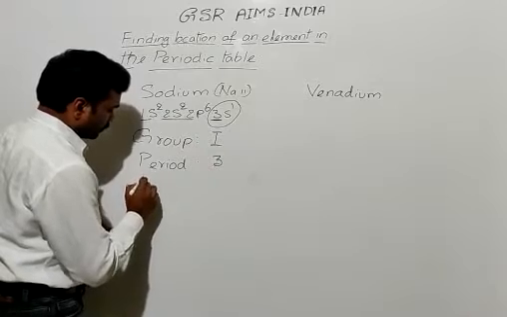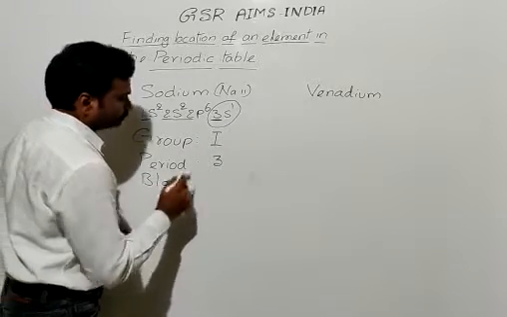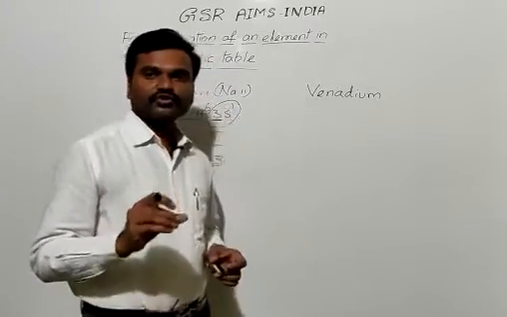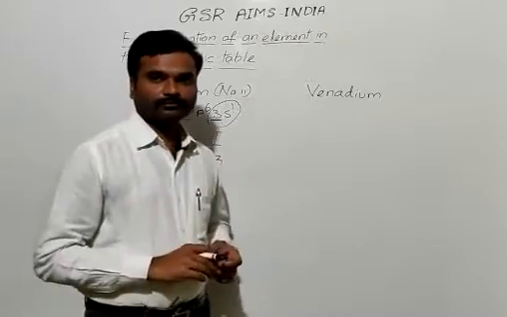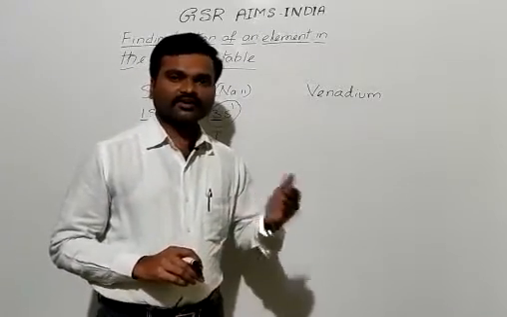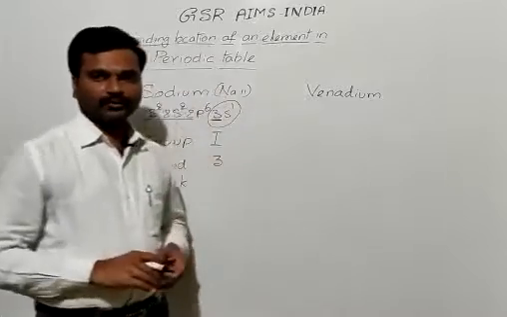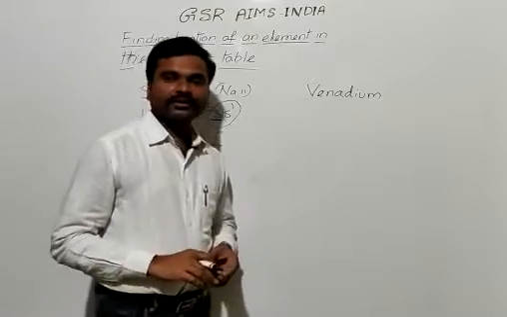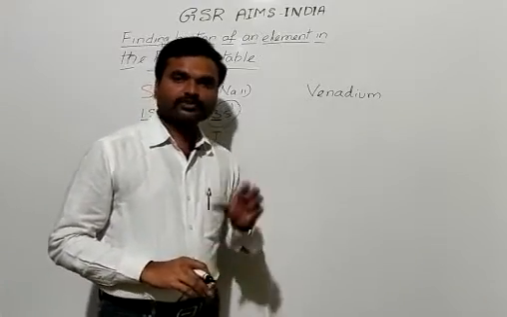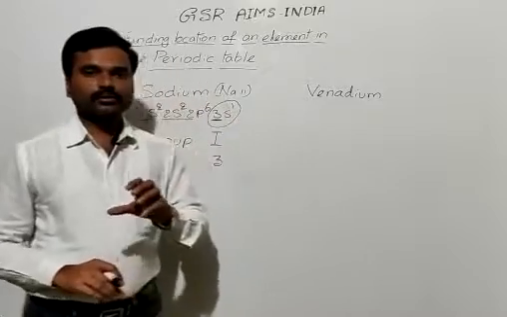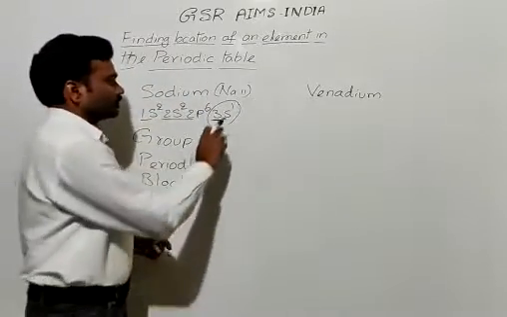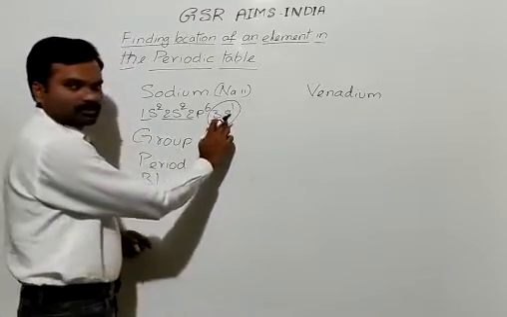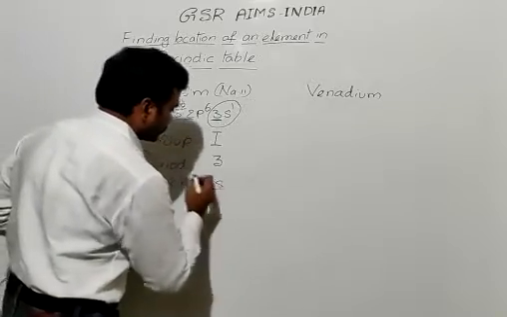Next one, block. Finding the block. The block can be found based upon the existence of the valence electron in a particular subshell. The subshell in which the valence electron exists gives the block of that element. For sodium, the last or valence electron can also be called the differentiating electron. The subshell in which the differentiating electron exists gives the block of that element. For sodium, the last or differentiating electron exists in the s subshell. So it belongs to the s block.